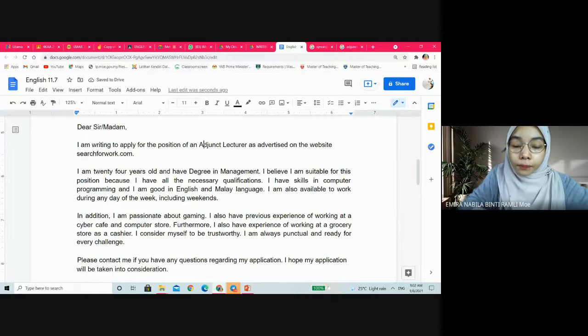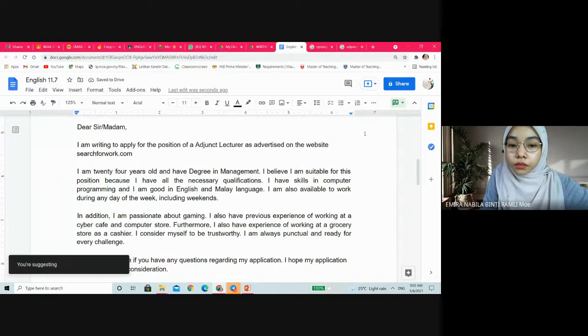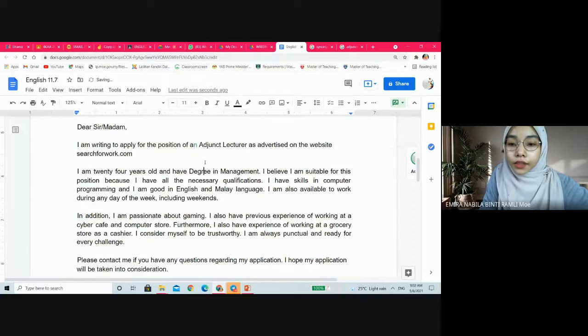Okay, since I did not use the suggesting mode, saya akan start back. Saya guna suggesting mode so that you can see. Okay, so I'm going to be using suggesting mode right now. I'm going to make the changes. Saya akan tambah "and". Perubahan yang saya tambah tu you nampak ada perubahan.